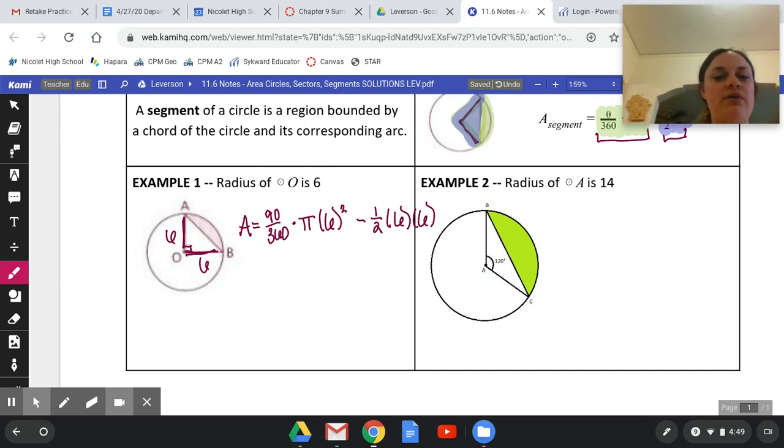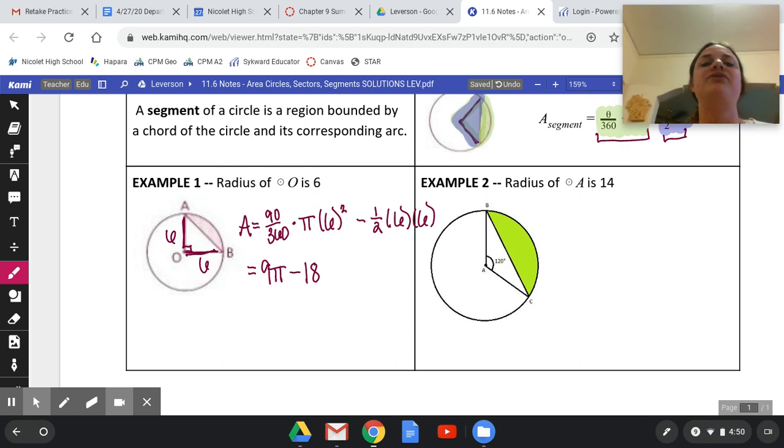Okay, so let's simplify this a little bit. So 90 over 360 times 6 squared. It's mental math, I don't need a calculator. 9 pi is the full area of the sector, which is created, and I need to subtract away 1/2 times 6 times 6, so minus 18 is the area of that triangle. So this is my exact area. I would stop right here.